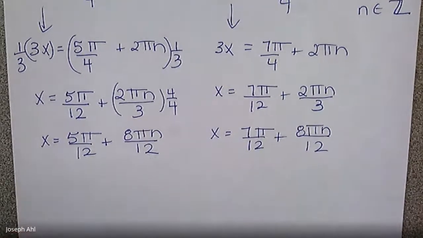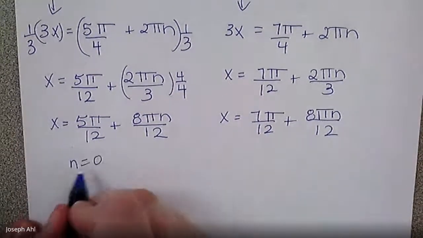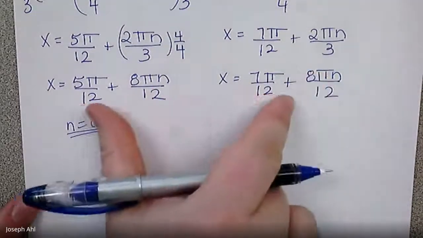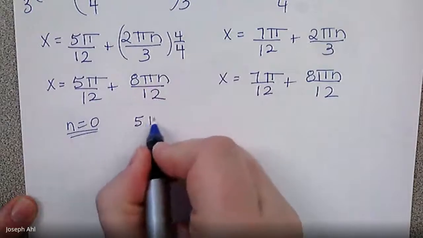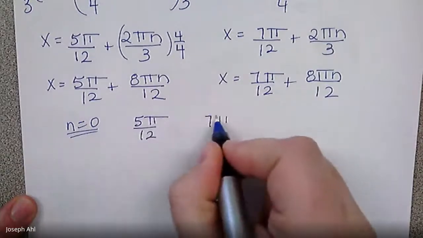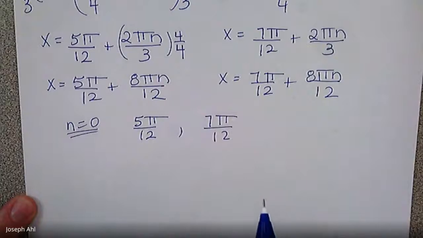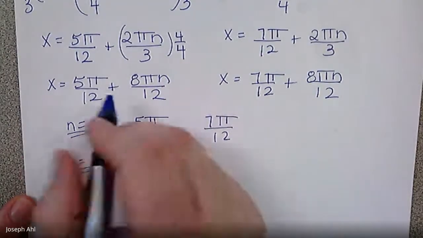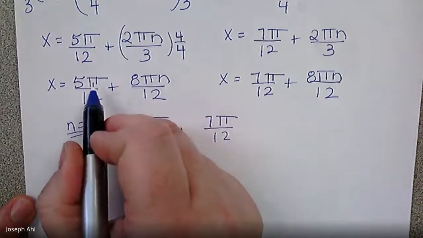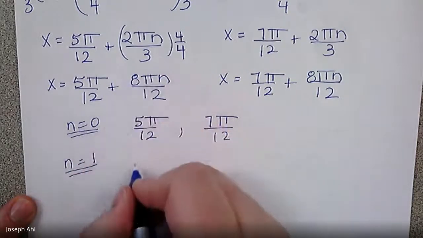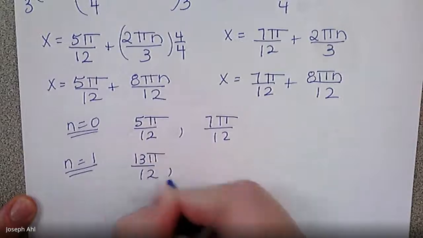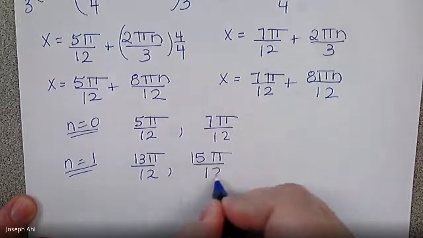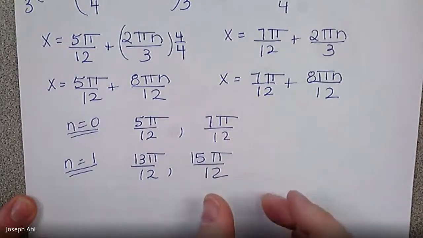Okay, we're now up to the stage where we can plug in, let's start with n equals 0. When I plug in 0 for n, you get your initial solutions of 5 pi over 12 and then 7 pi over 12. There's 2 of your answers. Now we're going to move on and plug in n equals 1. When you plug in 1 for n, 5 pi plus 8 pi up here is 13 pi over 12. Same thing over here. 7 pi plus 8 pi is 15 pi over 12. Now we have 2 more answers.